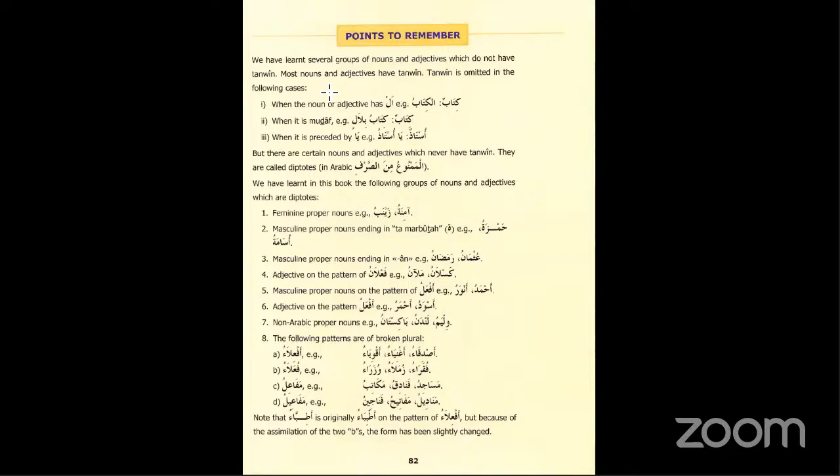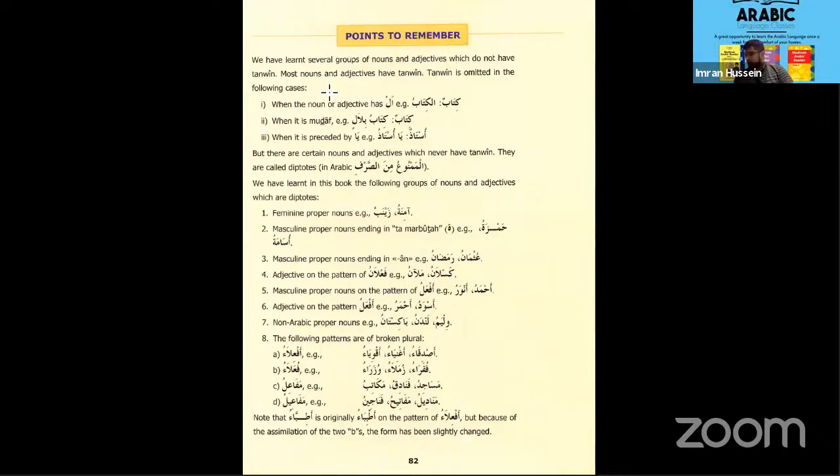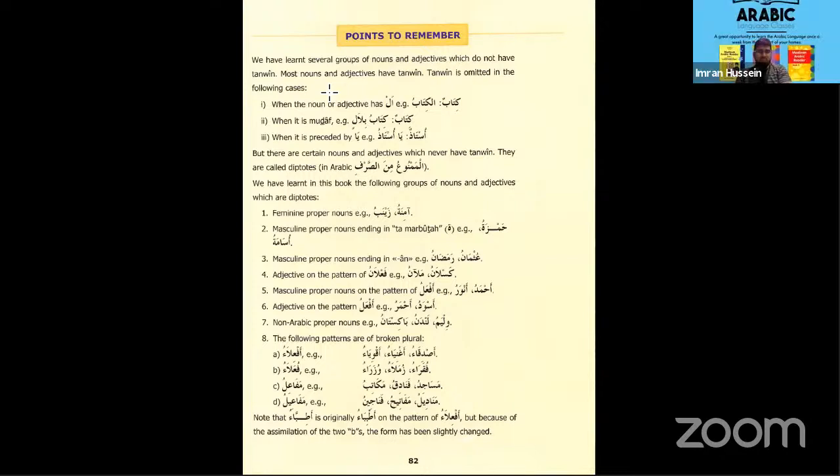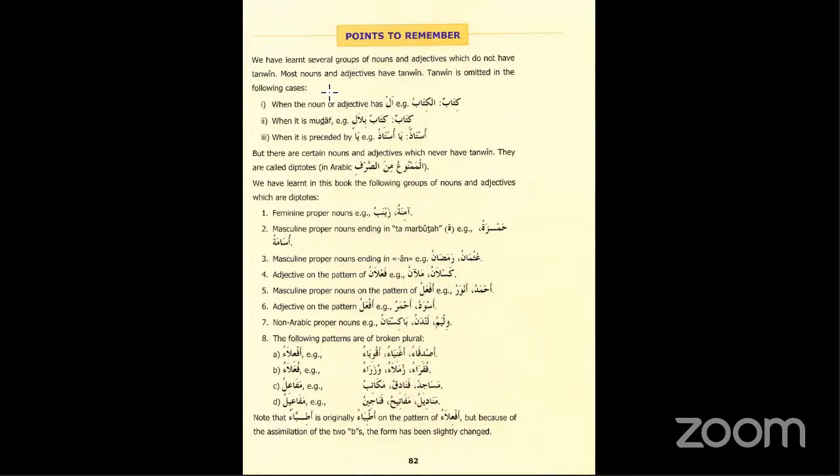But there are certain nouns and adjectives which never have tanween. They are called diptotes. In Arabic, al-mamnu'u min al-sarfi. Correct. We have learnt in this book the following groups of nouns and adjectives which are diptotes. 1. Feminine proper nouns, e.g. Aminatu, Zainabu. 2. Masculine nouns ending in ta marbuta, e.g. Hamzatu, Usamatu. Excellent.